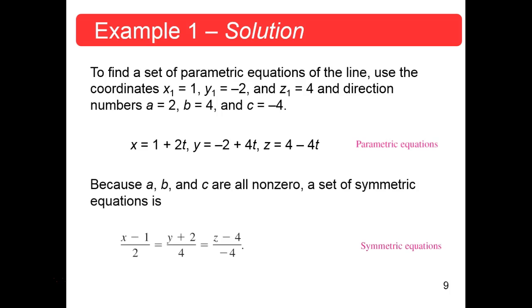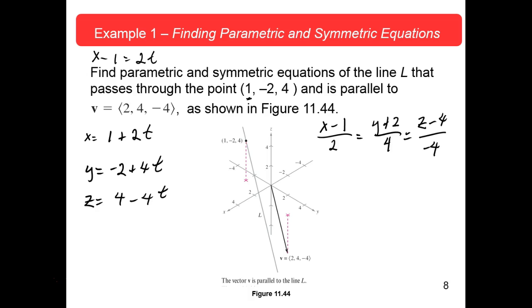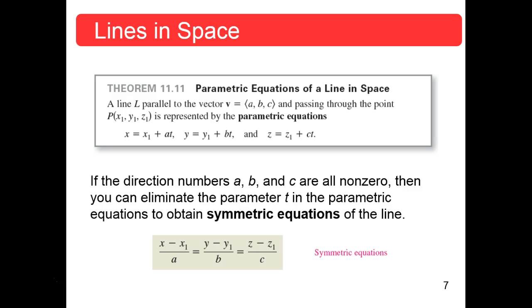Because A, B, and C are all non-zero, okay? I meant to mention this back when we were doing it. Notice they said if the direction numbers A, B, and C are all non-zero, then you can do this. But if any one of them is 0, you can't divide any of these expressions by 0. So maybe 2 of them would be okay, or 1, but they all have to be non-zero for that. What do we do? Do we go to that parallel thing, the plane is parallel to 0 or something like that?